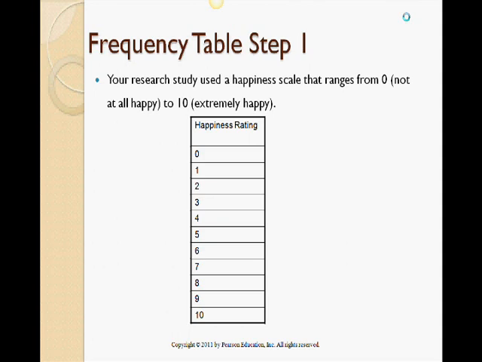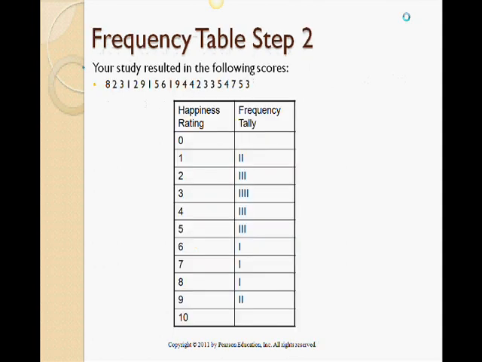Then next, you're going to look at how frequently each value occurs. The easiest way is to begin at the first number. So we have an 8, and just make a tally mark. We have a 2, make a tally mark, and just keep going until you go through the whole set of numbers. And then you can see we have the frequency tally. Step 3 is we're just going to add up those tally marks.